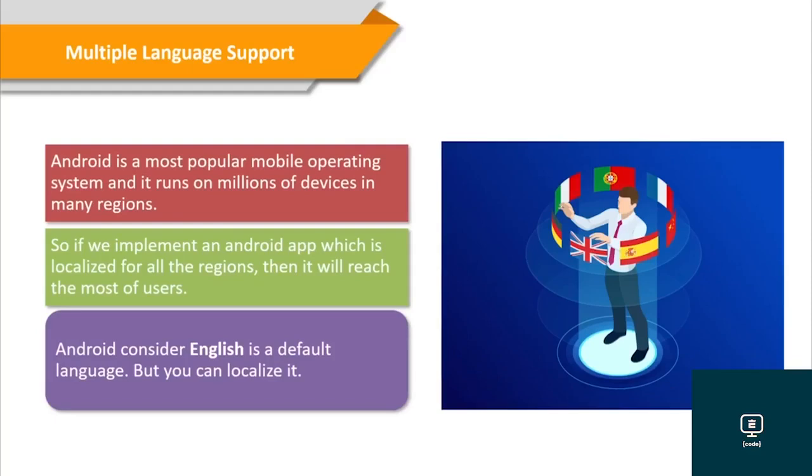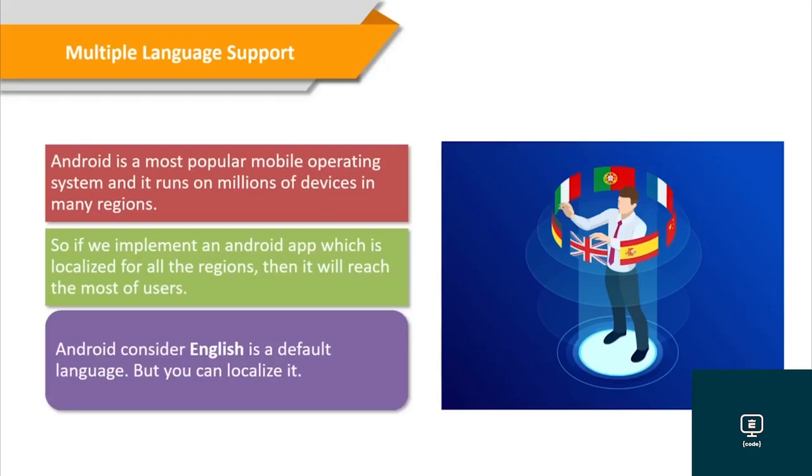So the system works like this. The Android operating system considers English a default language, and you will develop your application in the English language. Then after that, you can support other languages, but you really do need to be careful. You know why? It's not an afterthought. You need to consider supporting multiple languages from the very beginning.